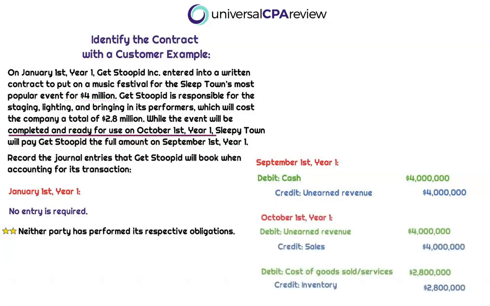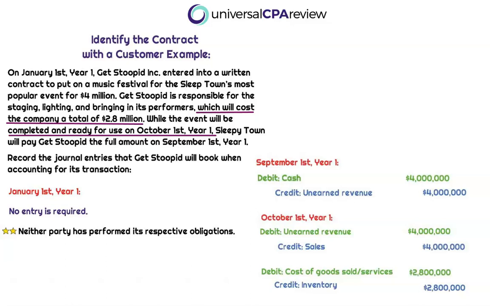Now the work has been completed. For all intents and purposes, the revenue has been earned. All right, so we're going to reverse out that unearned revenue because it has now been earned. Okay, so now we're going to credit the revenue that has been earned. Related cost of goods sold is also going to need to be booked. This isn't a 100% margin. We're selling services, but we're also selling goods. That staging, the lighting, the sound systems, everything involved in this is going to be our inventory. So Get Stupid is going to debit the cost of goods sold amount for $2.8 million. That's the total cost. And they're going to credit inventory for the same $2.8 million.